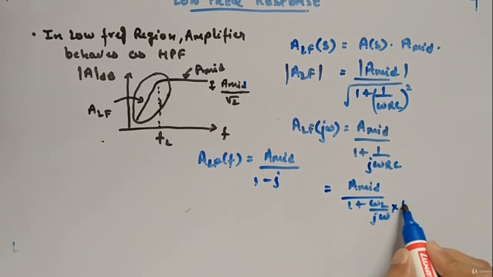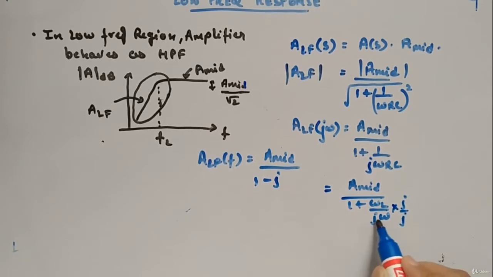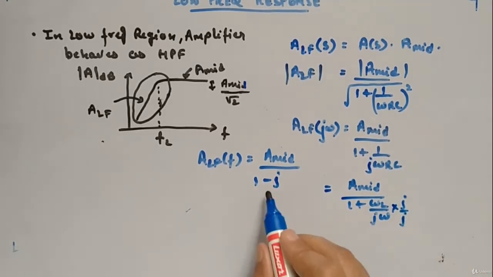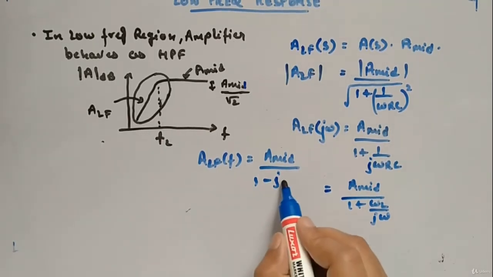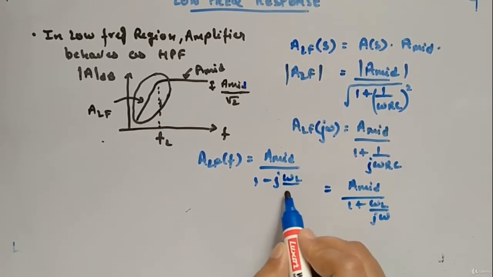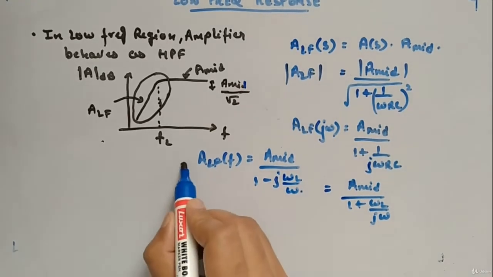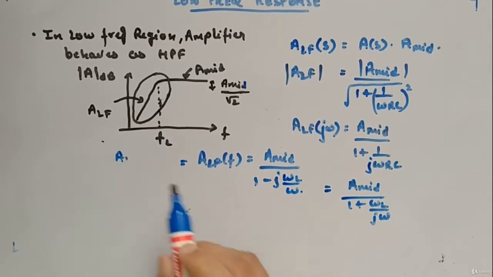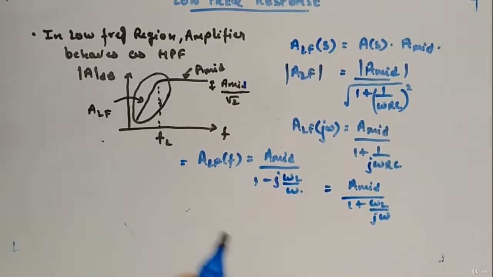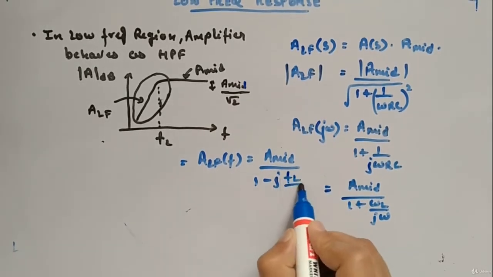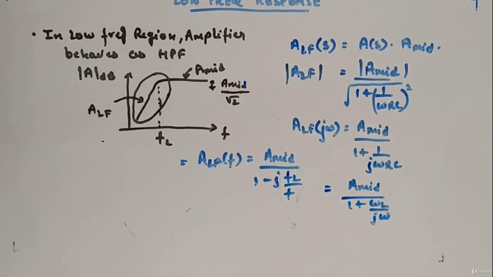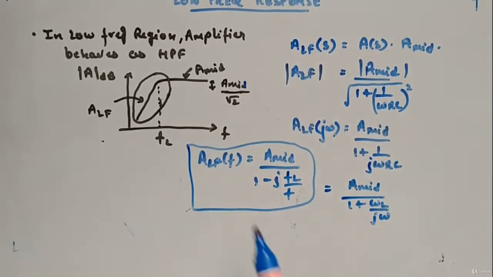You are multiplying and dividing with j in the numerator and denominator. So here you can say j upon j, so j square will become minus and j will be here. Okay, so that is how I have changed this, and this will be omega L divided by omega, or the same thing you can write with respect to f, so 2 pi fl divided by f. Okay, so this is the expression for low frequency gain.